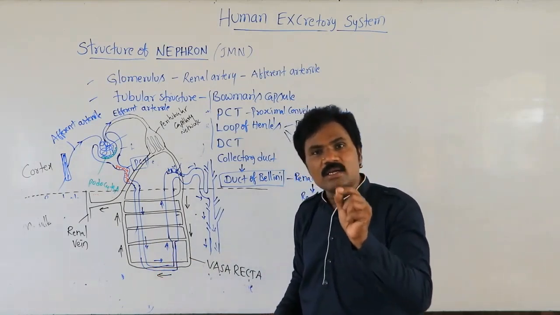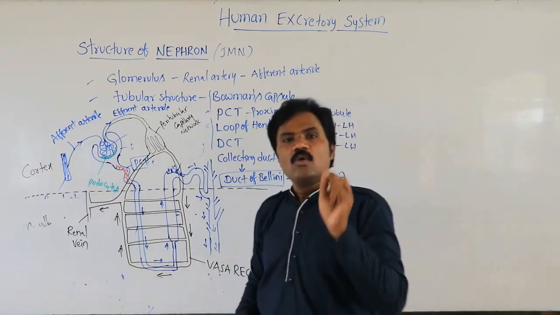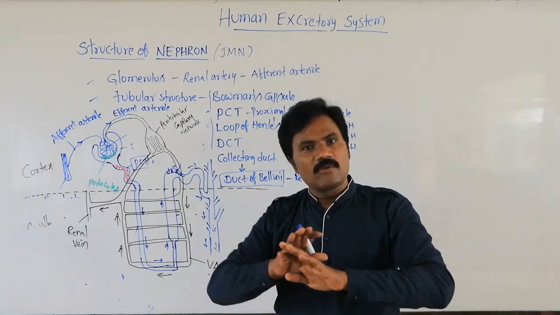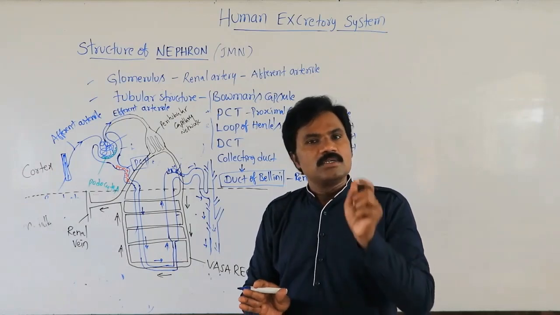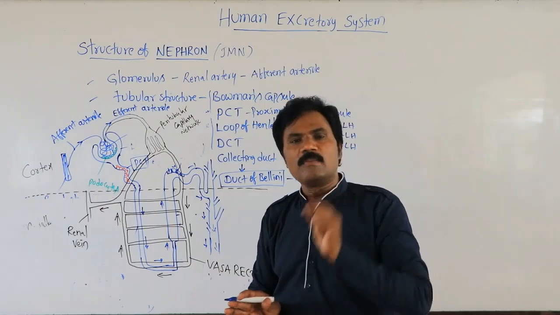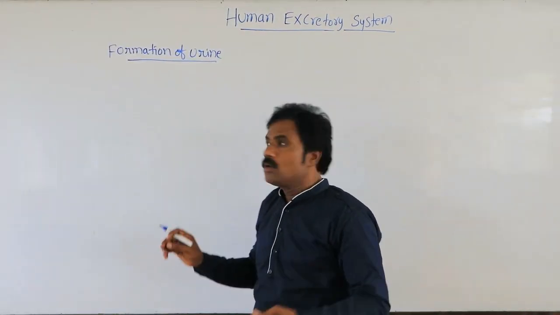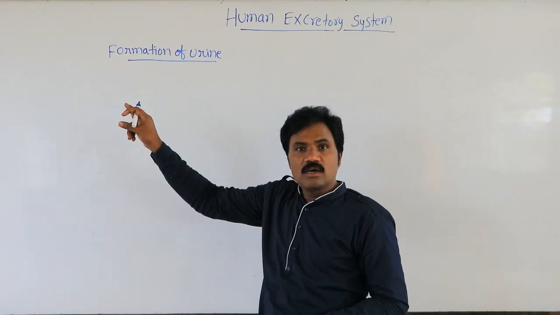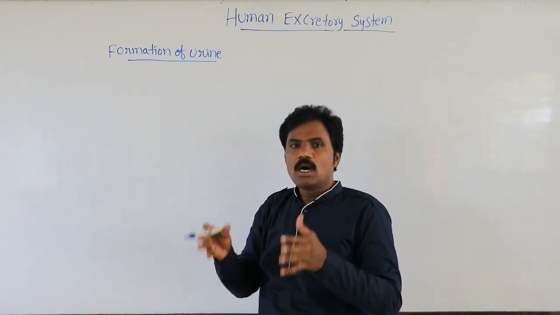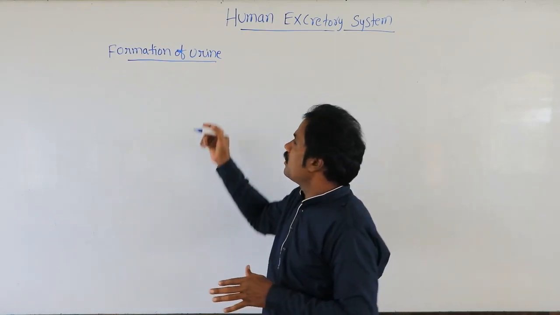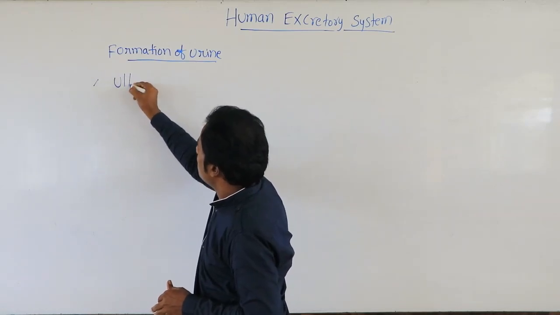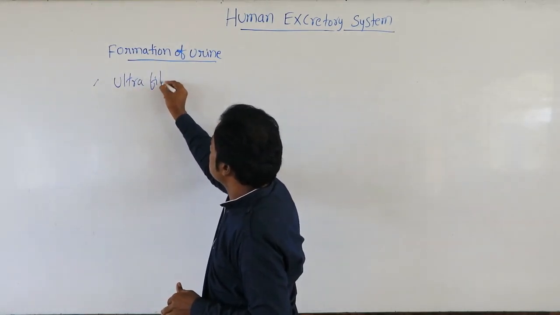So vasa recta is present in juxtamedullary nephrons, whereas in cortical nephrons vasa recta is absent. That is most important. Remember. So now, formation of urine: after studying the structure of the nephron, we study how urine is formed, and in this one we study what is ultrafiltration.